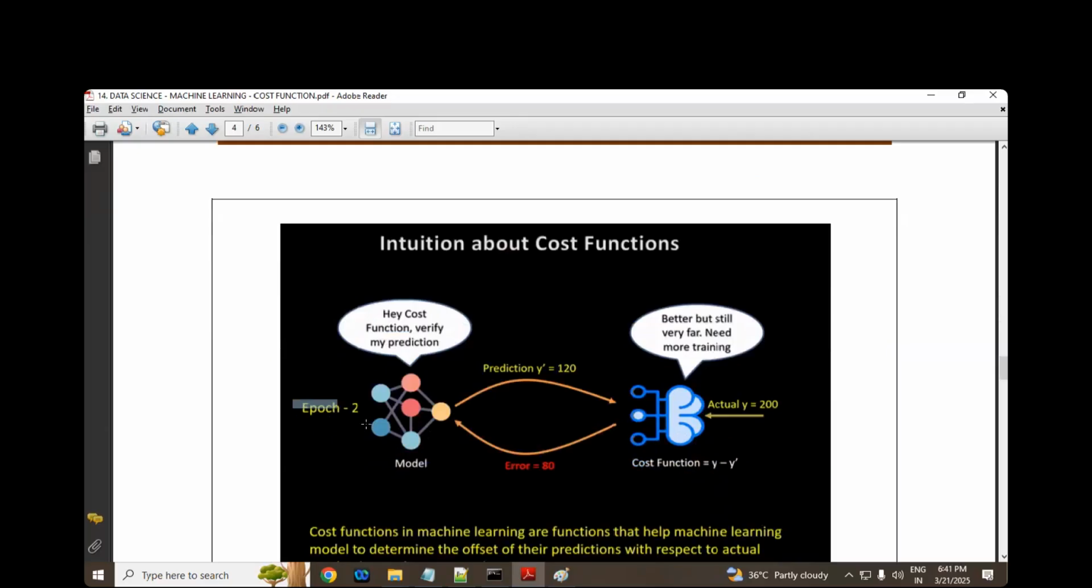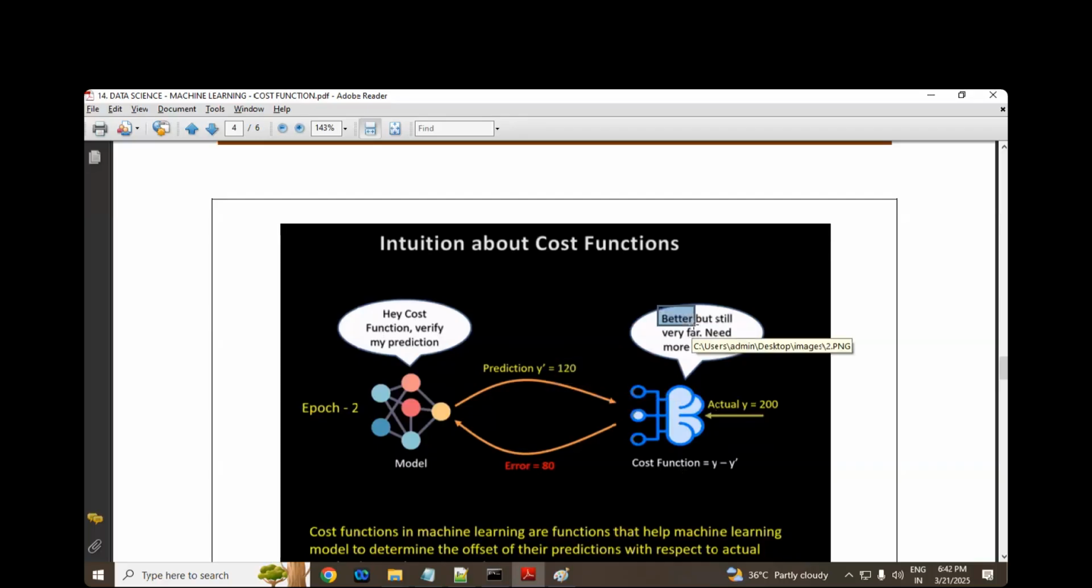Iteration number 2, you can also call it an epoch. The cost function verifies my prediction. Previously, what was the prediction? 50. Now, what is the prediction? 120. The cost function is telling me: better, but previously, poor prediction.